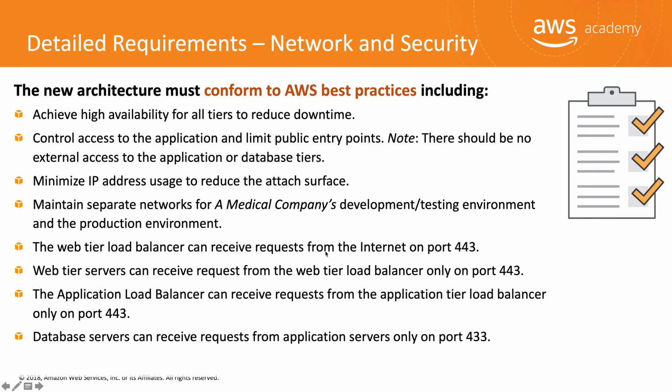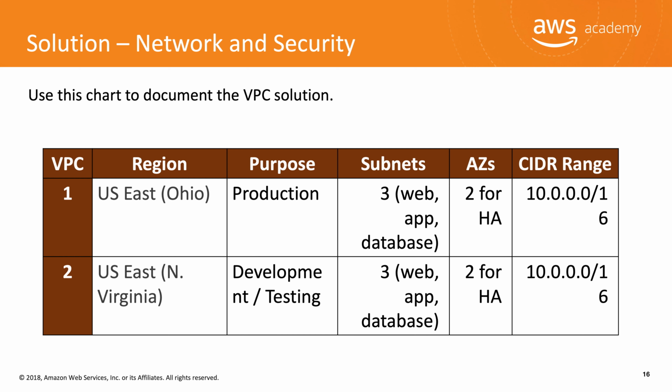So let's see. What we need is to use two VPCs. This is for different purposes. For example, we use VPC 1, which is located in the US East region. This is for the purpose of production. That means all the production code should be deployed in this region. And we can see there's another VPC that is in US East, North Virginia. This purpose is for development and testing.